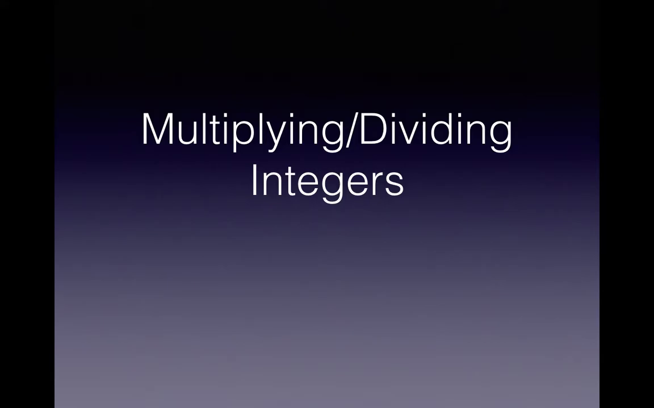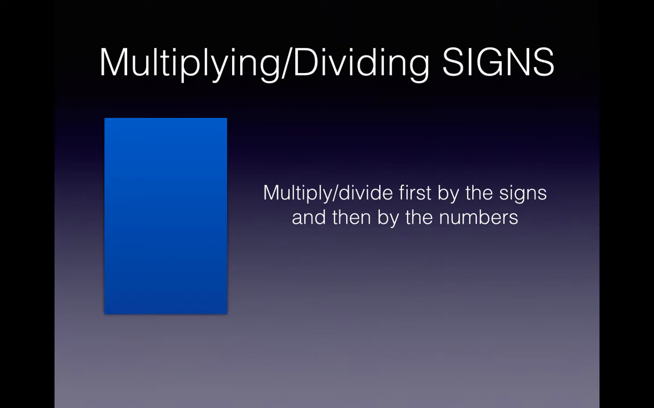So we've added and subtracted integers. Now we need to multiply and divide integers. And the first thing you need to learn is when you multiply or divide two or more integers together, you first need to multiply or divide the signs, and then you multiply or divide the numbers. So the signs come first, then the numbers.